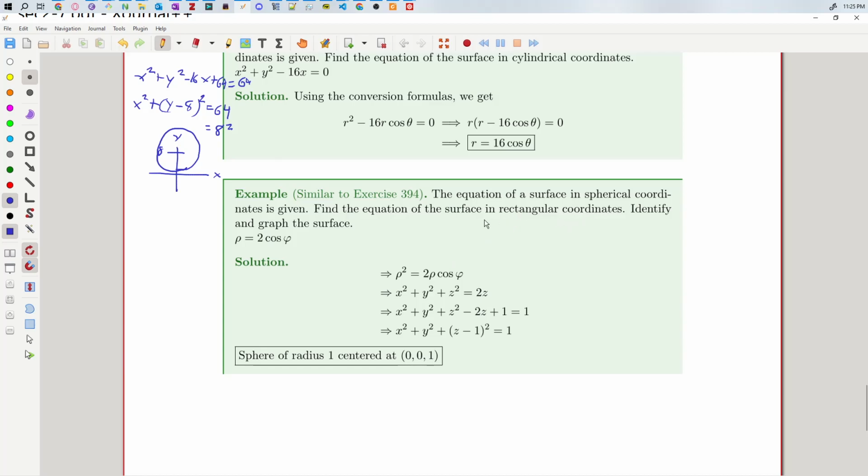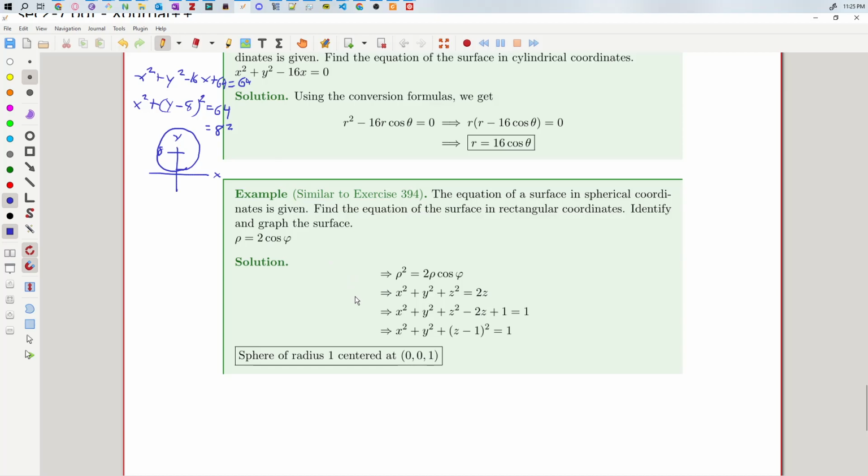And then the next example, we have the equation of a surface in spherical coordinates, and we want to find the equation in rectangular coordinates and identify and graph the surface. So I didn't bother to graph it, I just expressed it in words. So we have the equation rho is equal to 2 cosine phi.